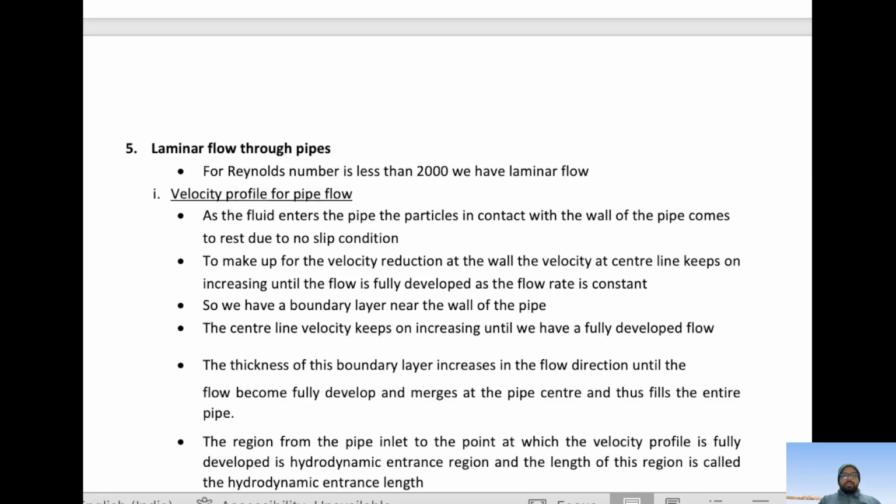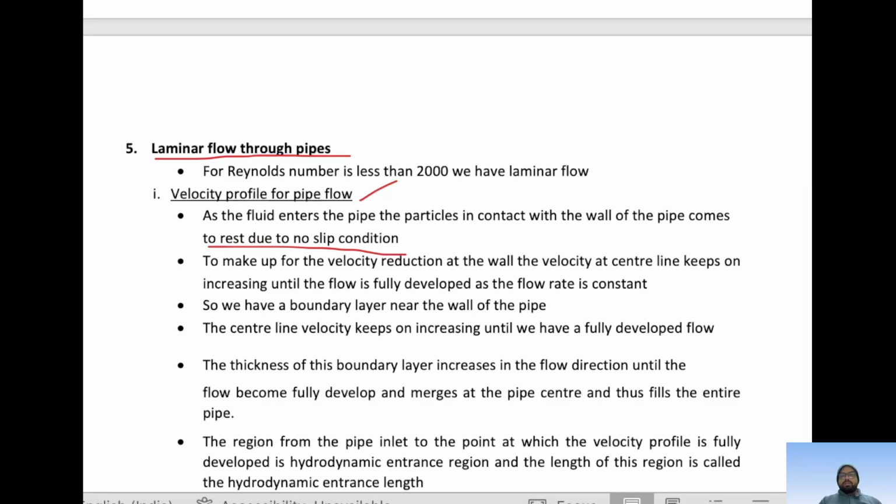Now, here we will see laminar flow through pipes. If Reynolds number is less than 2000, we have a laminar flow. So now we will see a specific condition of flow through pipe. As the fluid enters the pipe, the particle in contact with the wall of the pipe comes to rest due to no slip condition.